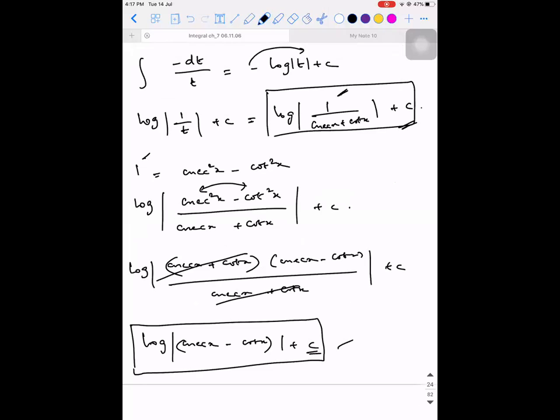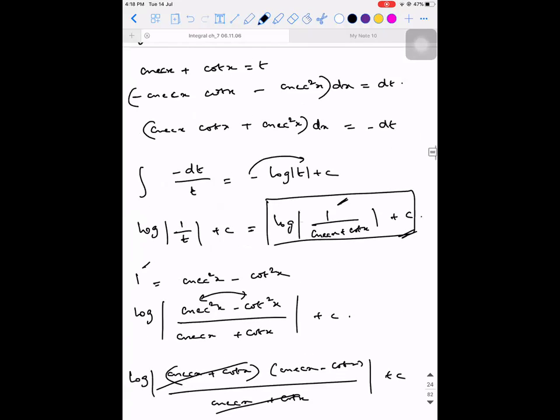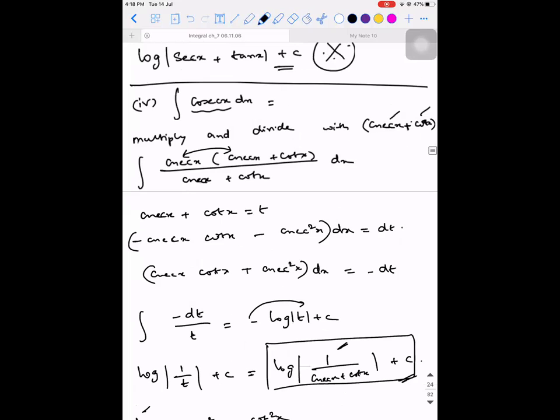Sir, one clarification, sir. Sir, we are using mod here only because log cannot take negative values, right? Yeah, that is the reason. Sir, if we substitute t as cosecant x minus cot x, we directly get this answer, no, sir? You can get it. Then you should have done the multiplication and division with cosecant x minus cot x.